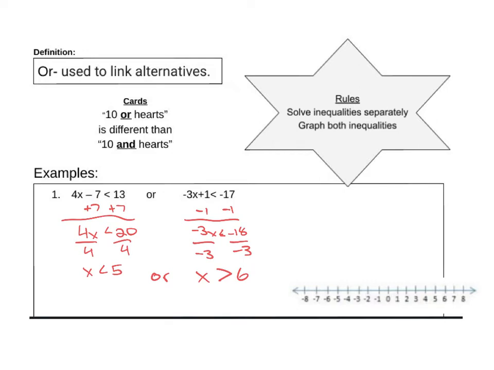So let's take a look at this and say if x is less than 5, we're going this direction. If x is greater than 6, again, open dot, go in this direction. So it pretty much tells us we can have any answer except that little space between 5 and 6. So right there, first example is done.